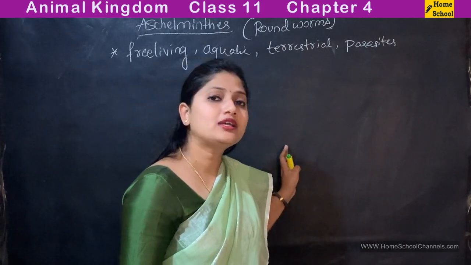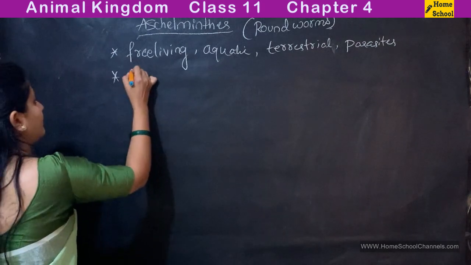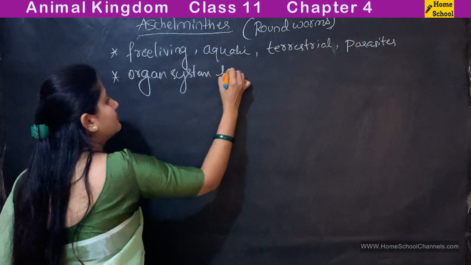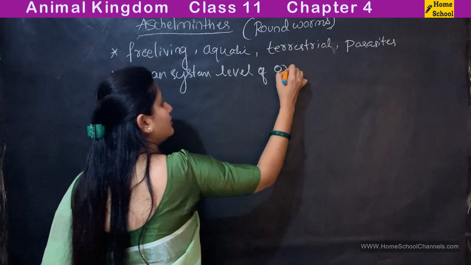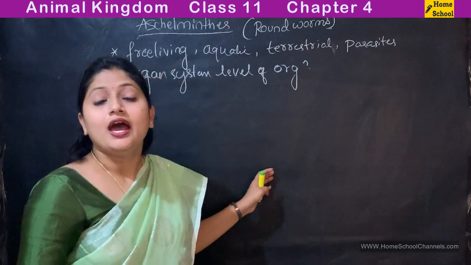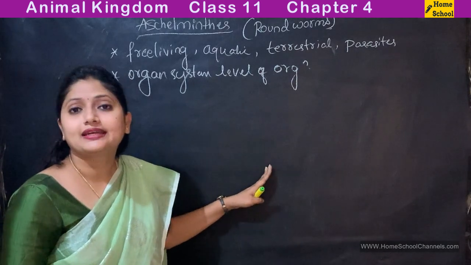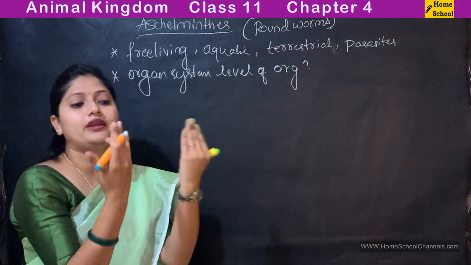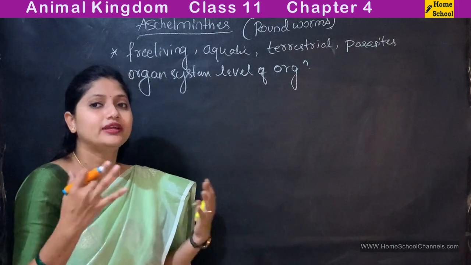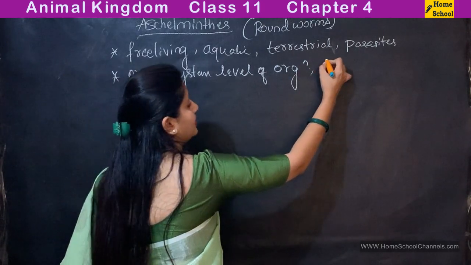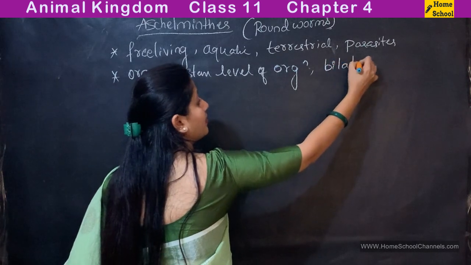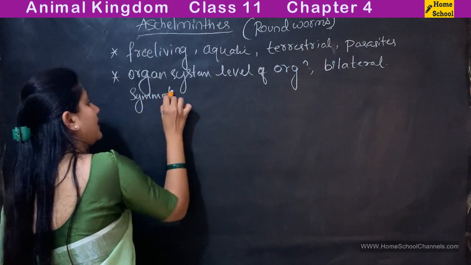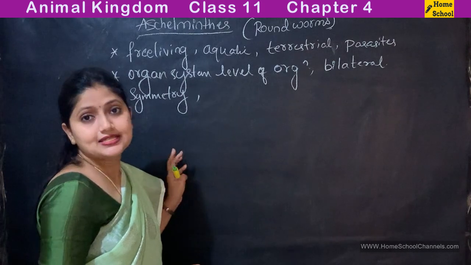They majorly show the organ system level of organization, as well as they show bilateral symmetry. It means if you split it from the central axis or the main axis, it is split into two equal halves, the right half and the left half. So they show bilateral symmetry.